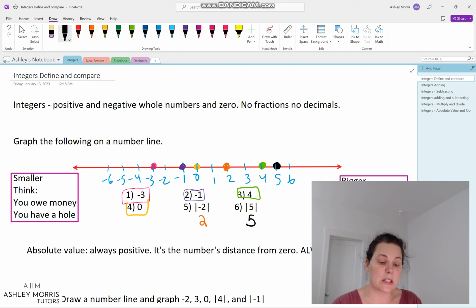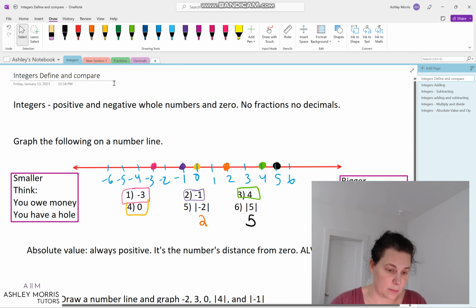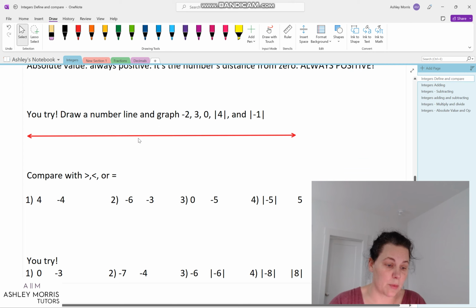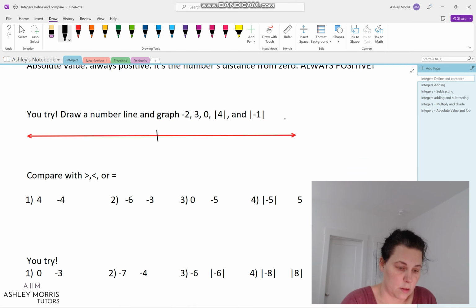So if I look at these numbers, the biggest number is 5 and the smallest number is -3. So if we're going from smallest to biggest, -3 is the smallest, then -1, and then 0, and then 2, then 4, then the biggest is 5. So now you pause, and I want you to try drawing them all on a number line. 0, 1, 2, 3, 4, -1, -2, -3, -4.